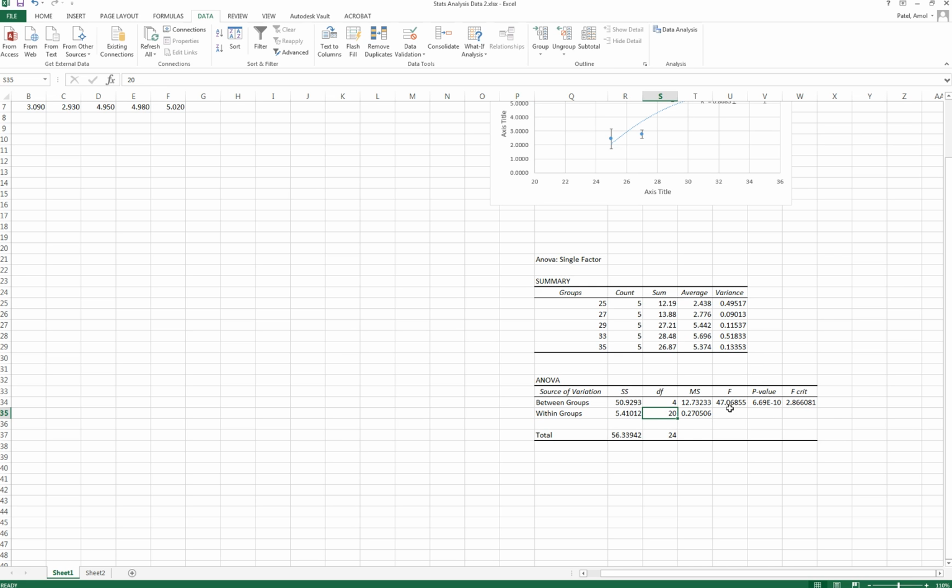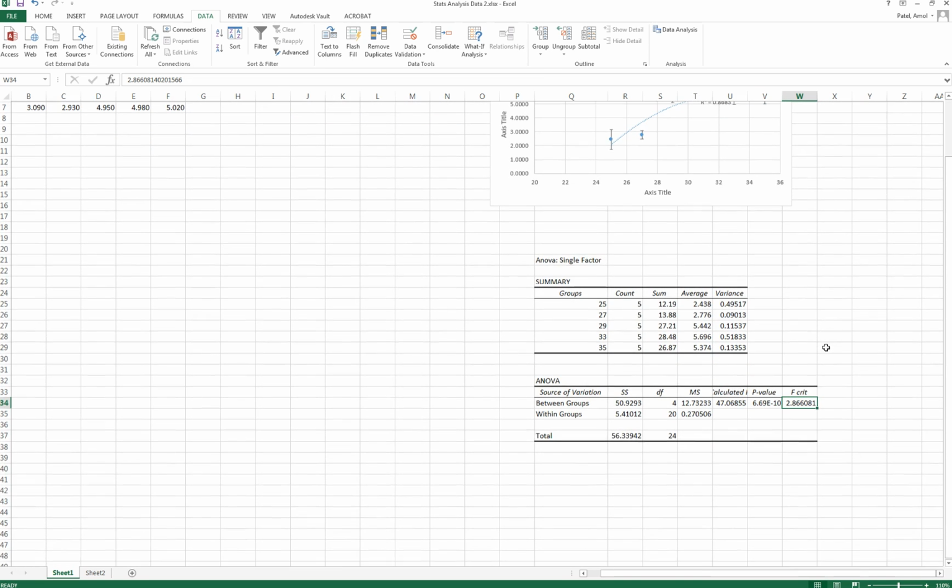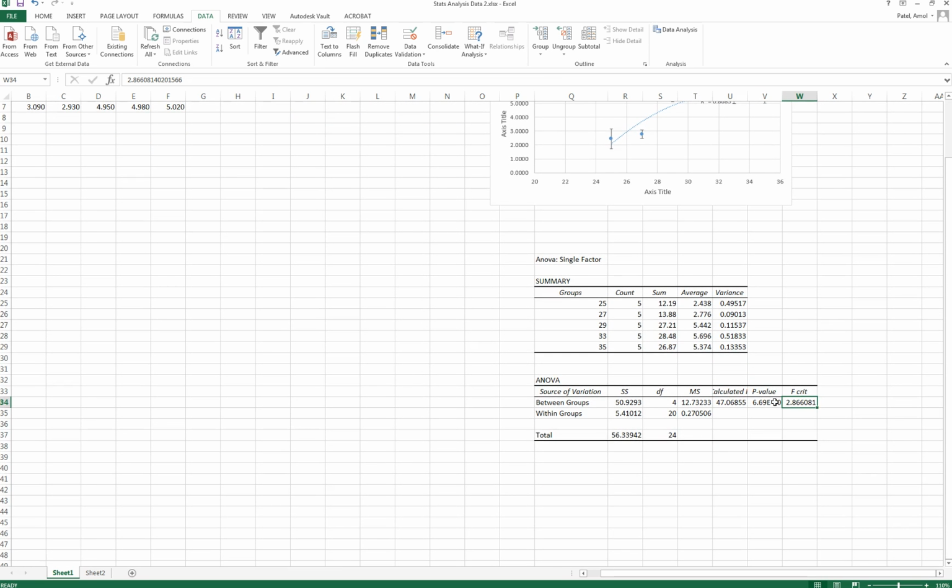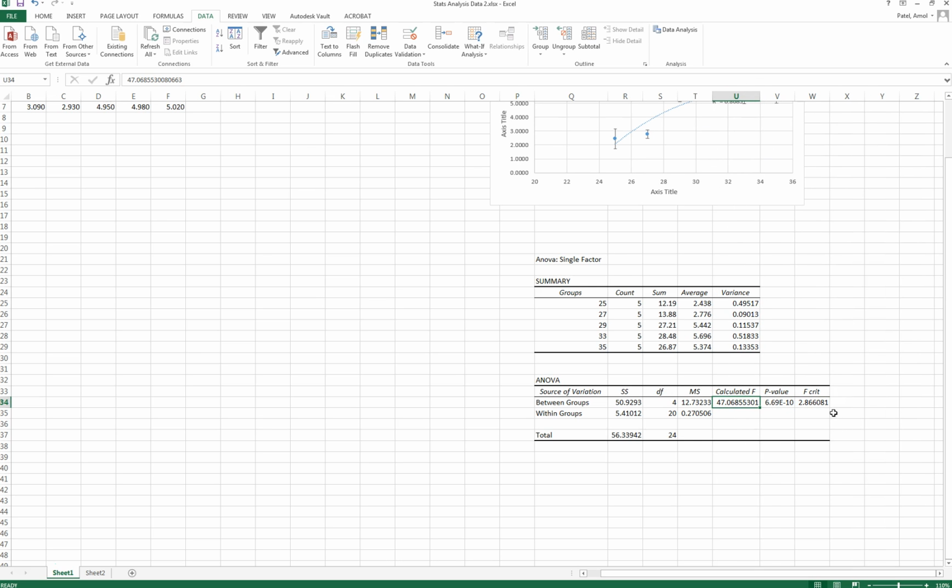We have a calculated F value. This is my F calculated, or my calculated F value. And then we have a p-value as well and an F critical, right? So there are 2 ways that you can do your analysis. And the p-value, you could do this with the t-test as well, because that's calculated as well. You could see that in your chart. So again, we're going to be comparing your calculated F value to the F critical.